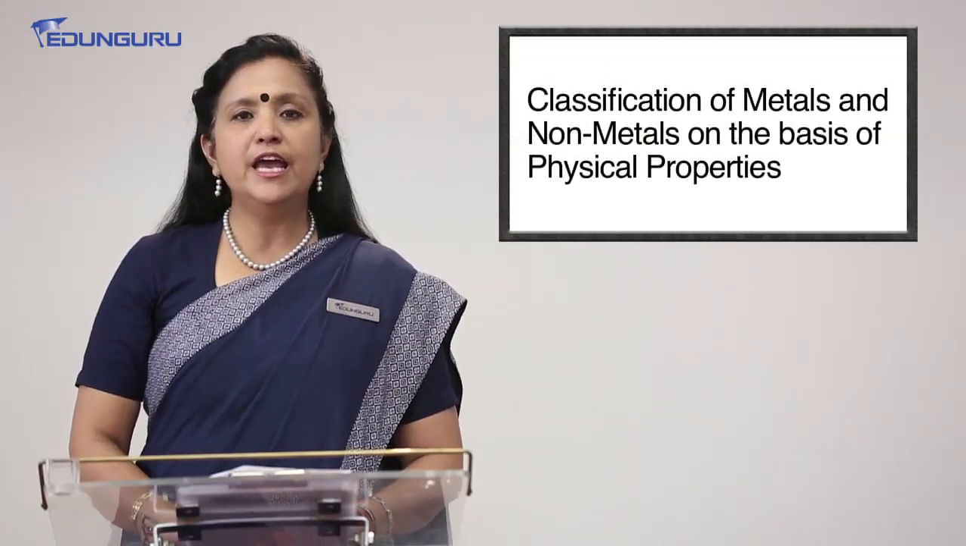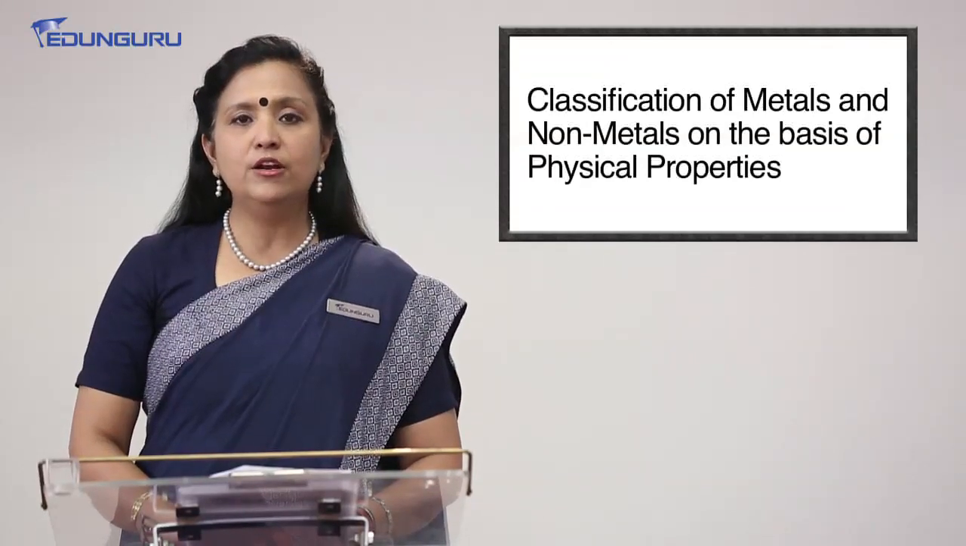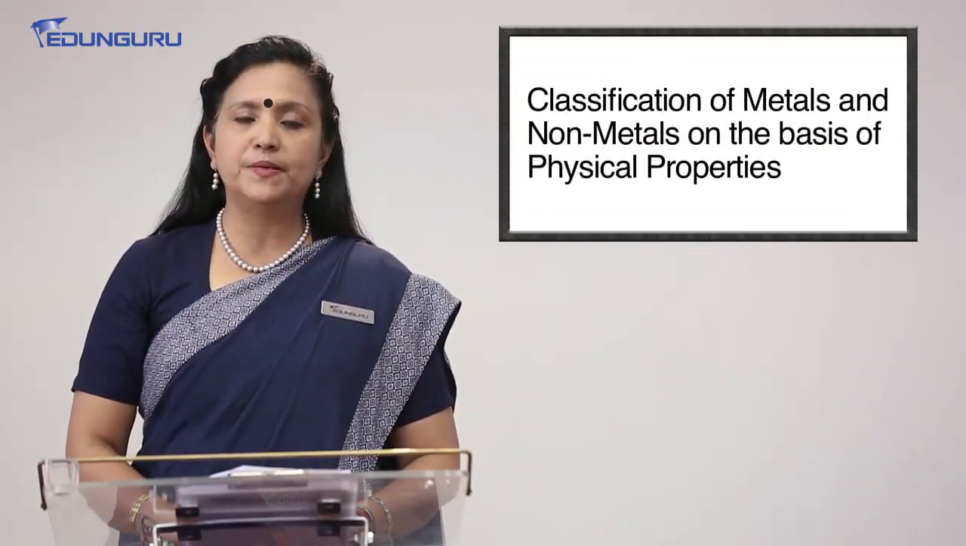Very good. How do you distinguish that they are metals? Yes, Ankita? Iron and aluminium are hard, whereas oxygen and hydrogen are gases. Very good. So now we are going to learn how to classify elements into metals and non-metals based on their physical properties. Let us start with metals.